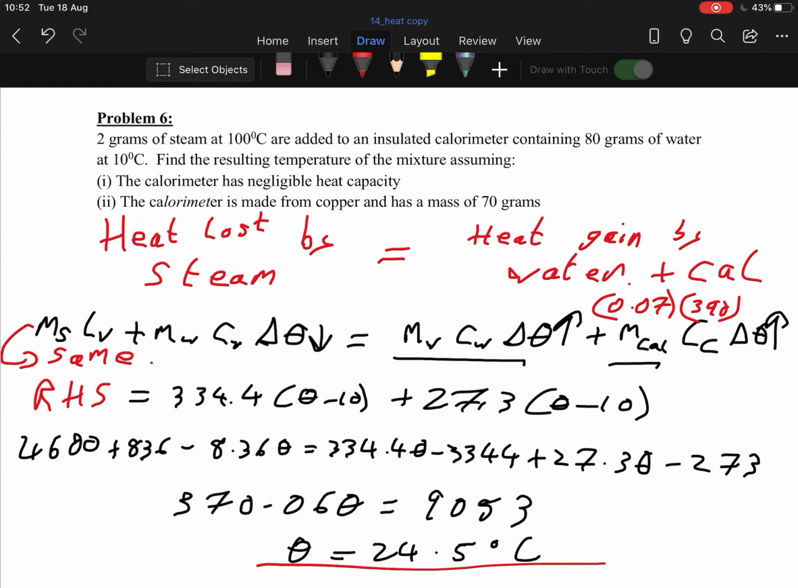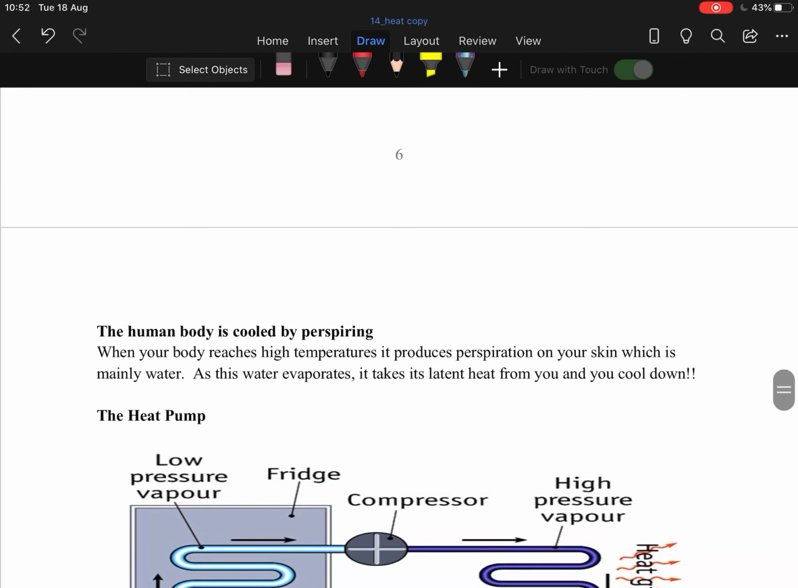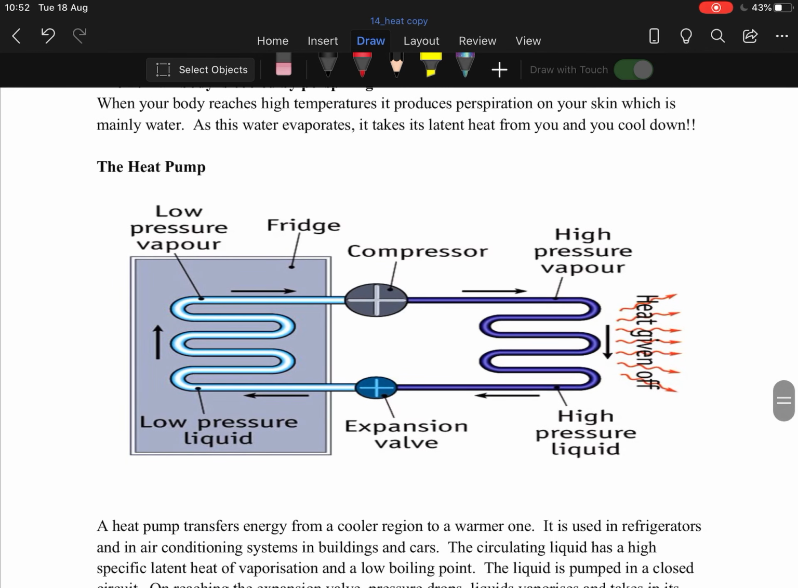Now, the next thing I'm going to look at, guys, I'm just going to talk about this, and then move on to the last bit there, really. The human body cools by respiration. You should kind of know that anyway. So, heat pump. The reason I'm going to cover this is that it comes up in modern physics, nuclear physics, whatever you call it, as well. So I'm just going to go through it here.